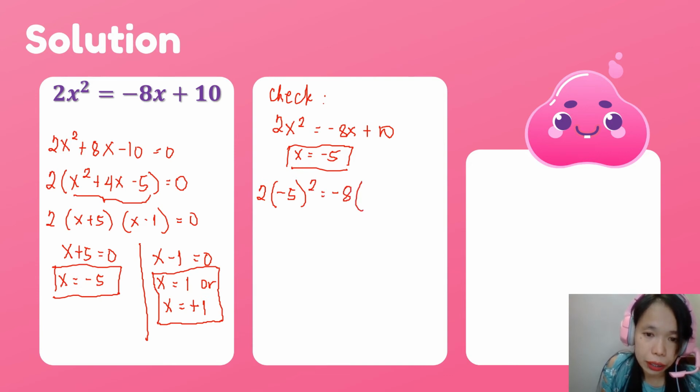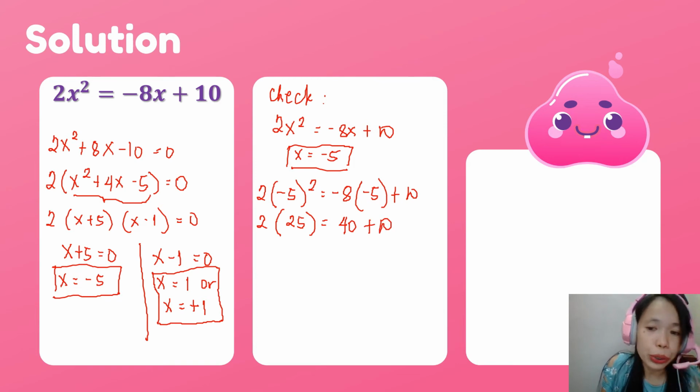Okay? So, we have this. Para malaman natin kung tama ba yung sagot natin, kailangan mag-balance yung equation. So, you have 2, negative 5 raised to 2, or you're saying that negative 5 times negative 5 is 25. So, negative 8 times negative 5 is 40 plus 10. So, solve. 2 times 25 is 50 and 40 plus 10 is 50. Since nag-balance siya, therefore, tama yung nakuha nating roots na negative 5.